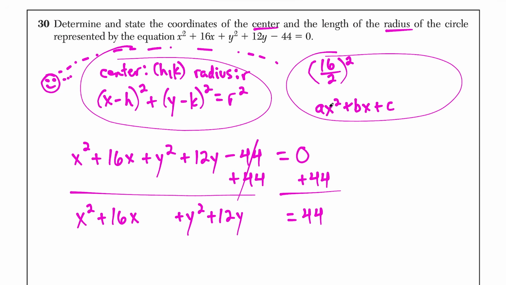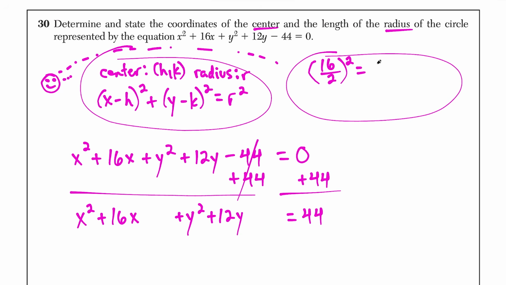Now, technically, I have to be a little bit careful here. I can only use this complete the square technique that I'm about to use when there's an invisible 1 in front of my x squared and my y squared. But notice that the equation they gave us, it was 1x squared and 1y squared. So this is going to work out fine here. So now we go ahead and work this out.